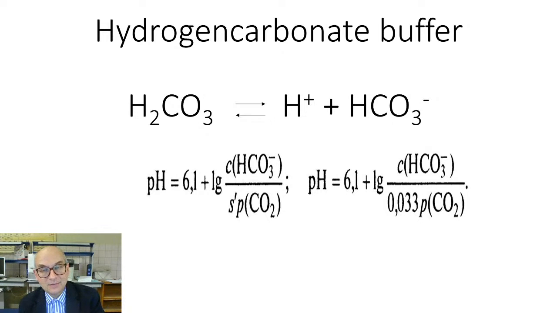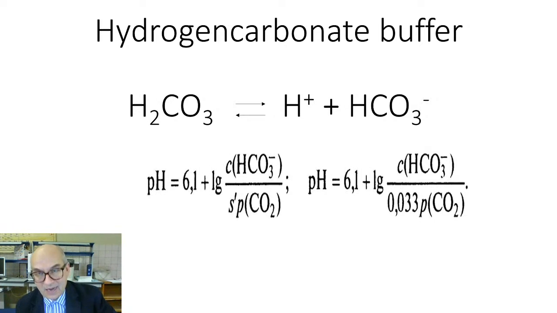And look on the right, 0.033, this is a solubility constant. It means constant for the solubility of carbon dioxide into blood at physiological conditions. And again, P is a partial pressure of namely CO2 over the blood.